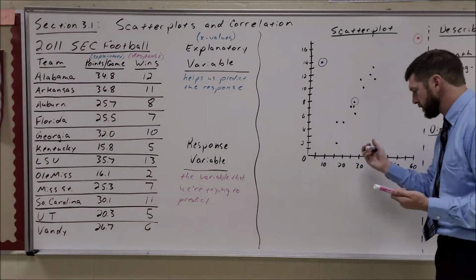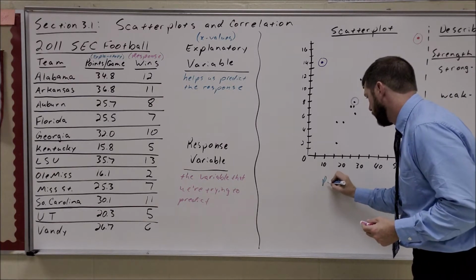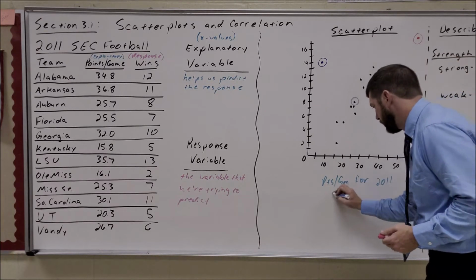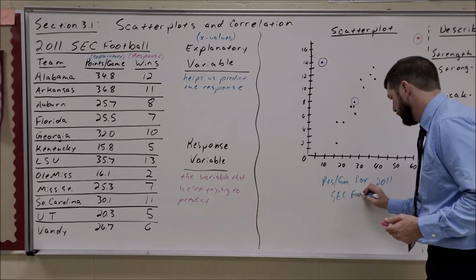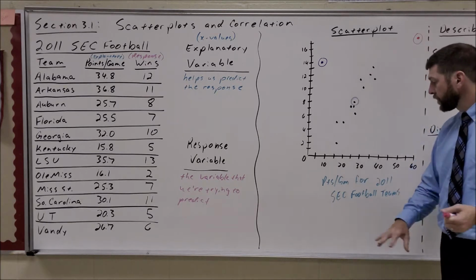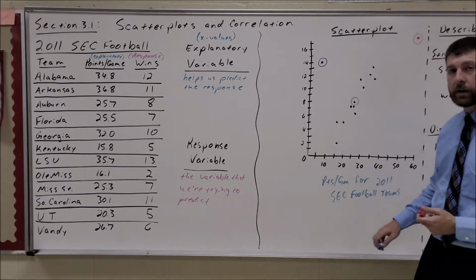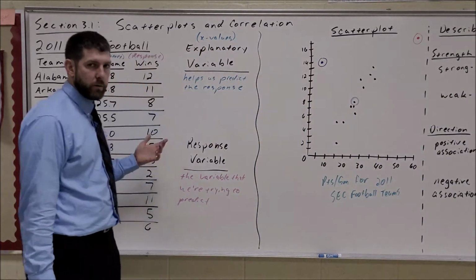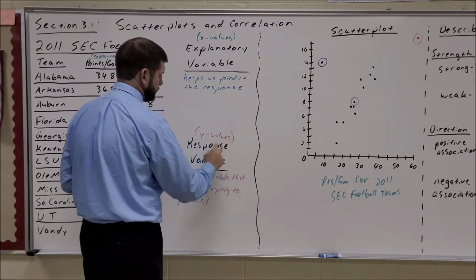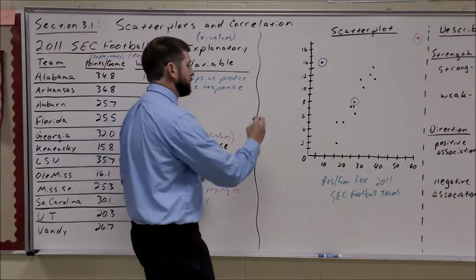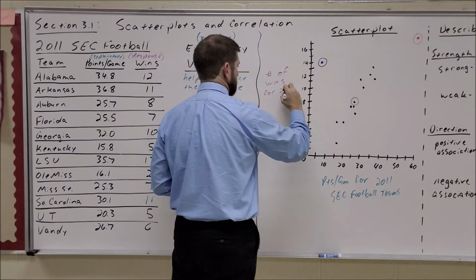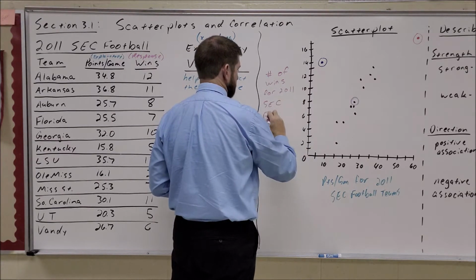So down here on the x-axis, we put points per game for 2011 SEC football teams. Okay. So that's what we've got down here, the points per game. That means that our dependent variable, our response variable, is going to go on the y-axis. So we're going to put our number of wins for 2011 SEC football teams.